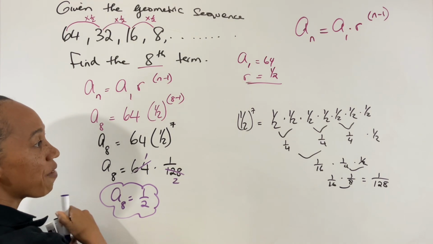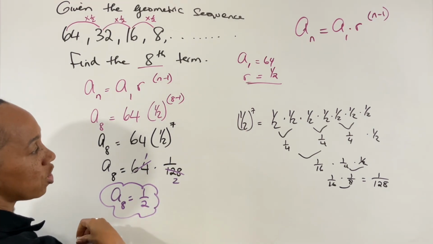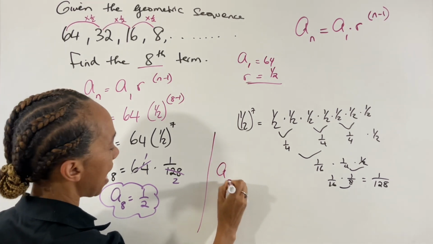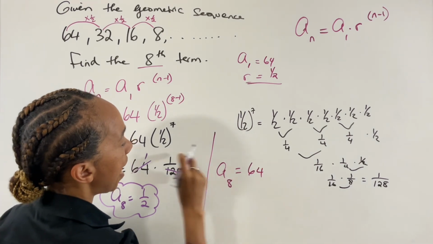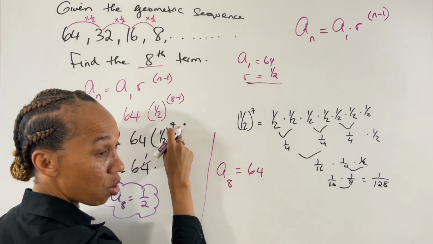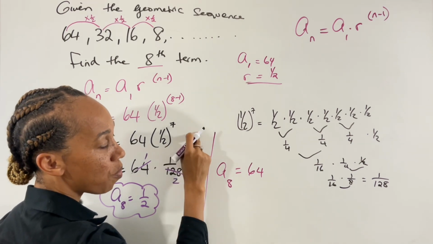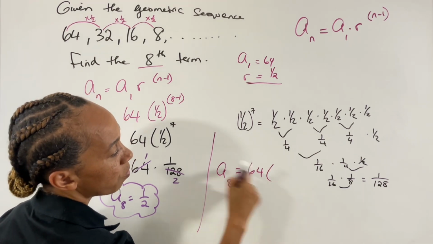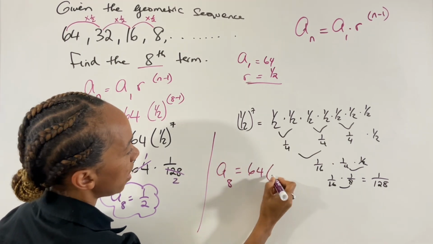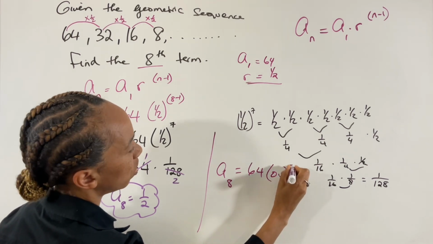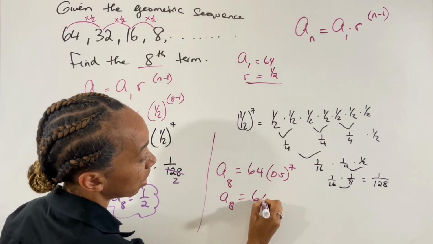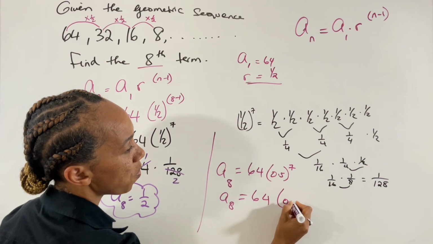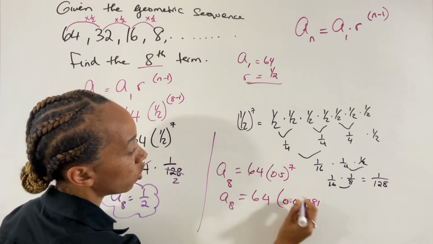But say, for instance, if you didn't use fractions and you use your calculator, a sub 8 is equal to 64 times a half to the 7th power, meaning you're going to use your calculator and press 0.5 raised to the 7th power. Let me write 0.5 here, raised to the 7th power. So a sub 8 is equal to 64 times 0.5 raised to the 7th power, which is going to be 0.00781. There are two numbers after.